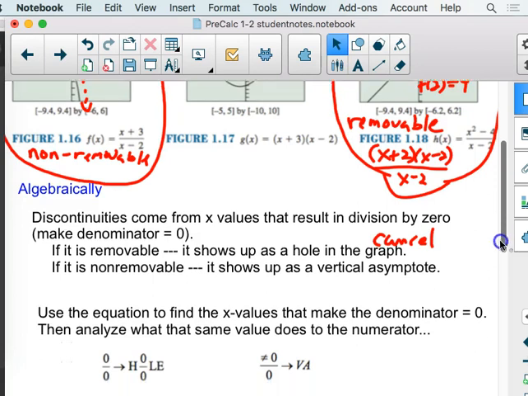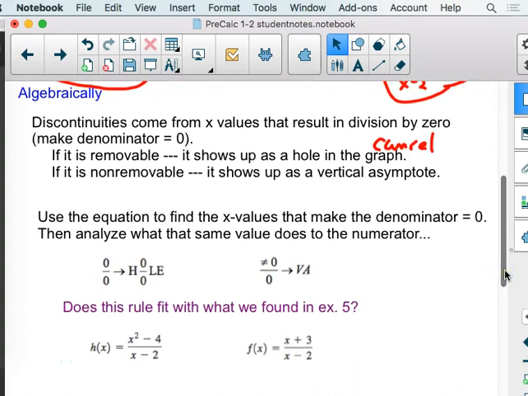Well, if it's not removable, it's a vertical asymptote. And that's going to be an infinite discontinuity. So this says use the equation to find the x values that make the denominator equal to 0. Then analyze what that same value does to the numerator. So they're saying if we put a 0 in the denominator, think about what number would make that happen and also put it in your numerator. And if that cancels out, you have yourself a hole. However, if one of them won't cancel out, then you have yourself a vertical asymptote.